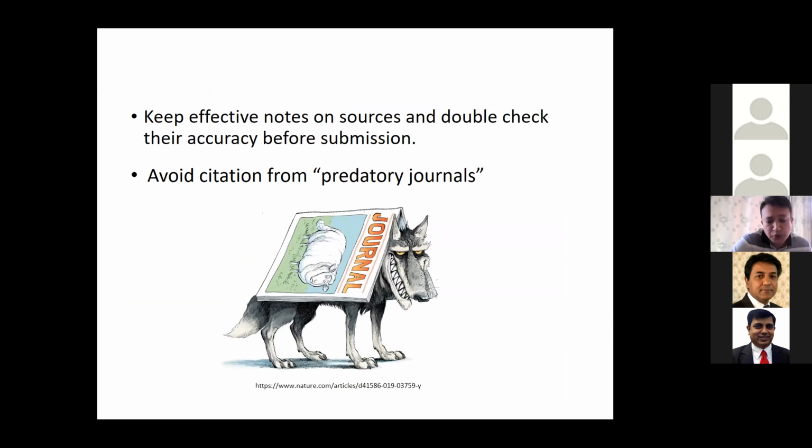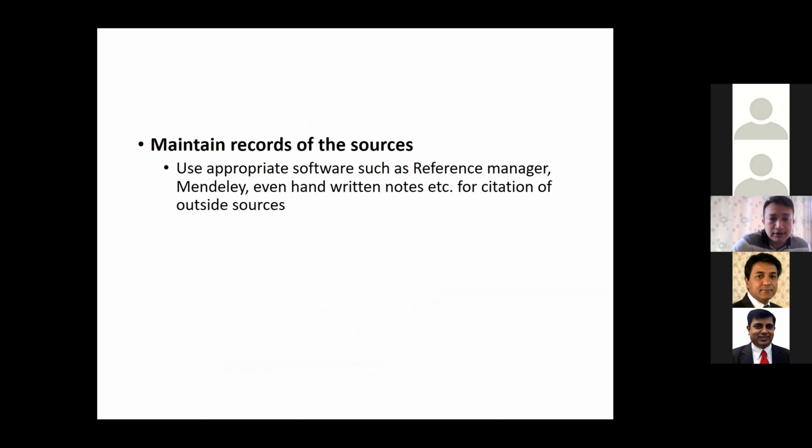And one very important piece of knowledge sharing is to avoid citations from predatory journals. Predatory journals are like a wolf in sheep's clothing. You can't rely upon the information in predatory journals, or even the references of predatory journals, and it will not give you the credit for what you have done during your research or writing the article. So be aware of predatory journals.